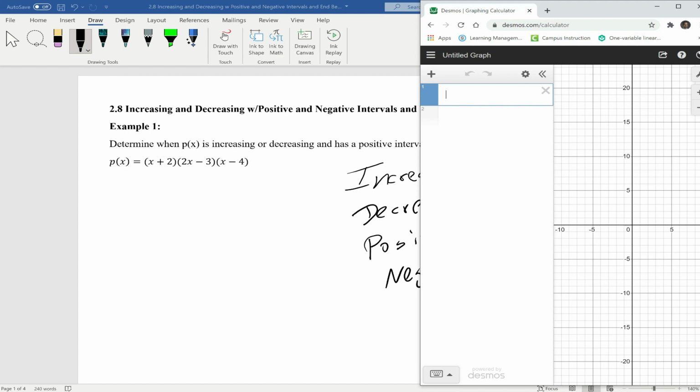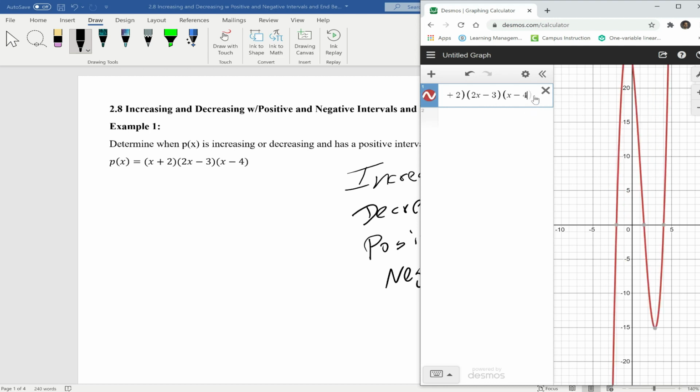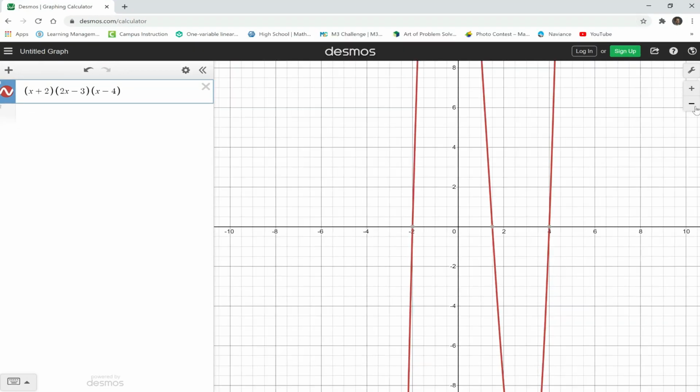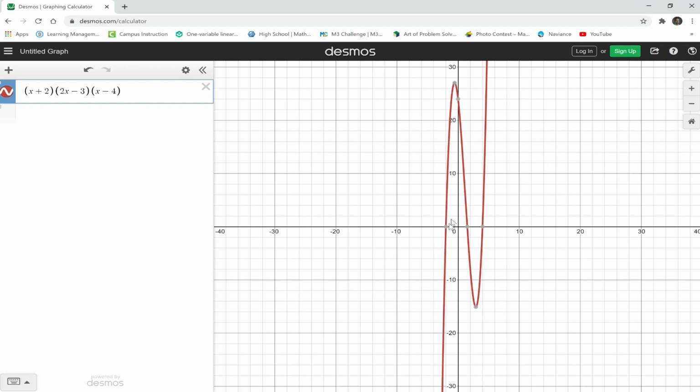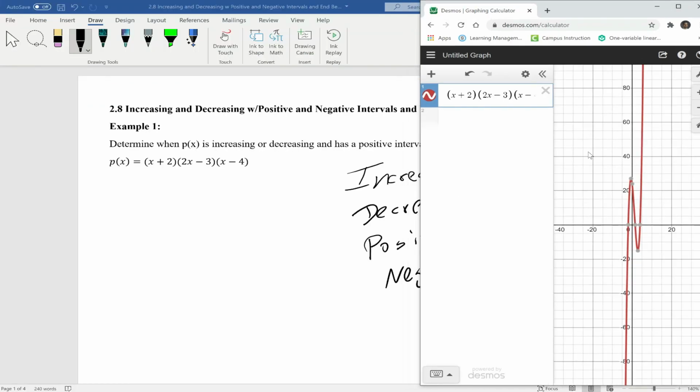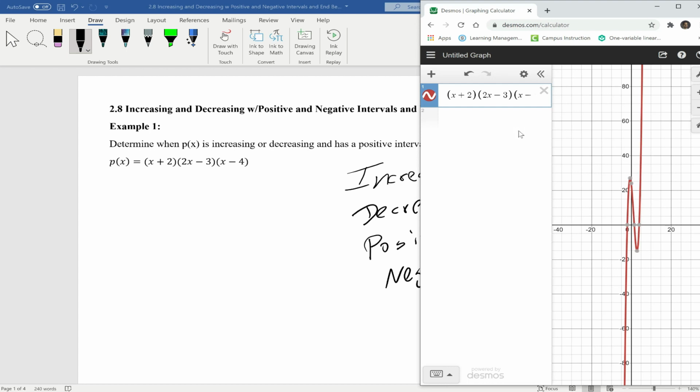So we're going to type in our function. We have x plus 2, 2x minus 3, and x minus 4. So now we have our function typed in. Let's just make it a little bit bigger, and let's zoom out just a tad so we can see it. So now we want our zeros, our maxes. We have another 0, a min, and another 0. So let's just click on those again.